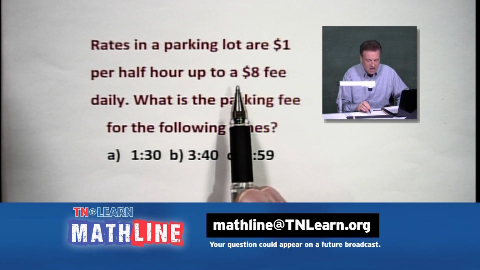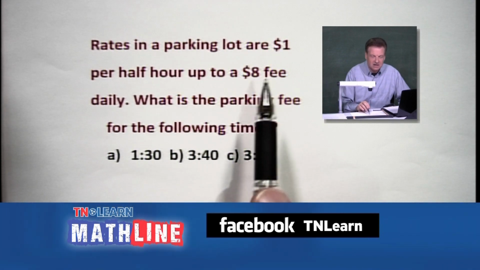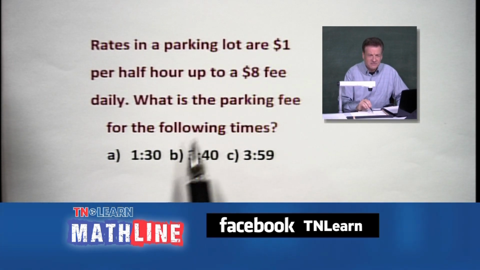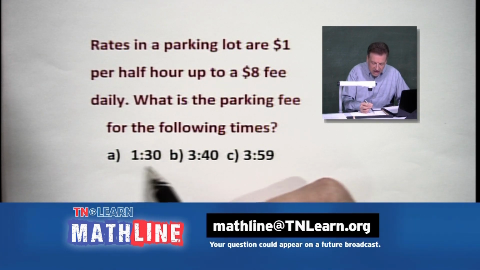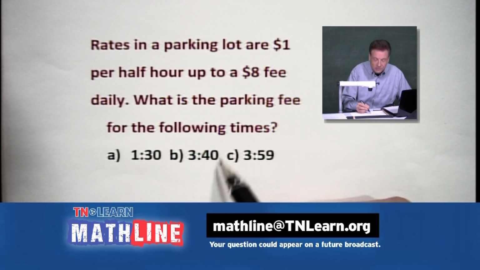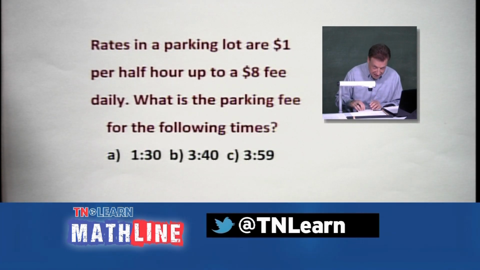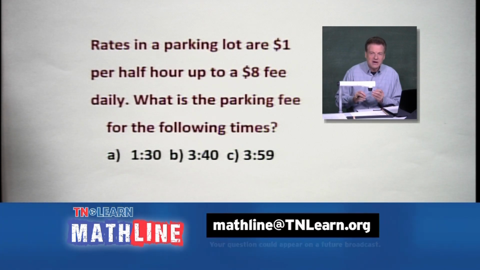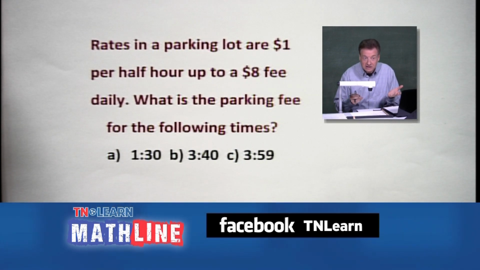Rates in a parking lot are $1 per half hour up to an $8 fee daily, all right? What is the parking fee for the following times? So in other words, if you spend an hour and 30 minutes, or 3 hours and 40 minutes? And here, 3 hours and 59 minutes. If you think about it, when you go parking, you pay the meter, it goes down by minute, by minute. But if you go to these pay parking lots, you're paying per half hour or hour, and sometimes you just pay all day, all right?